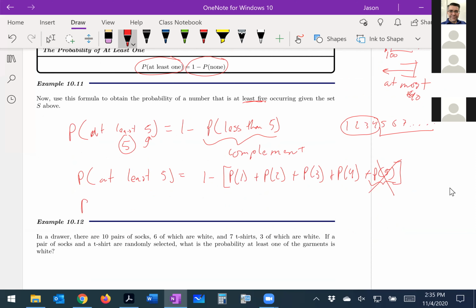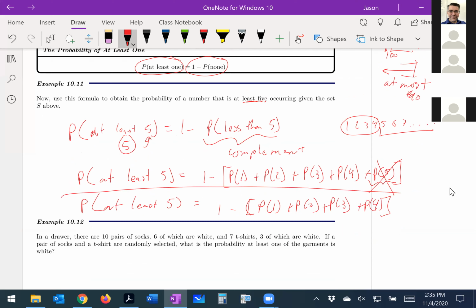So at least 5 is equal to 1 minus the probability of 1, probability of 2, probability of 3, and the probability of 4. So that's what they wanted there.